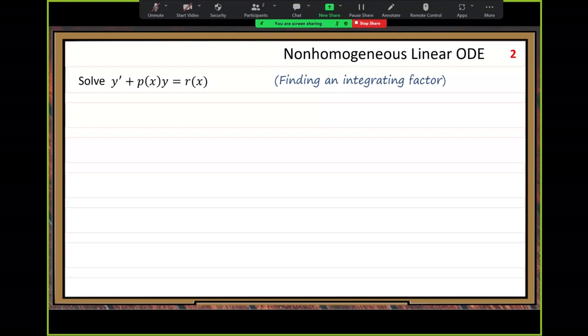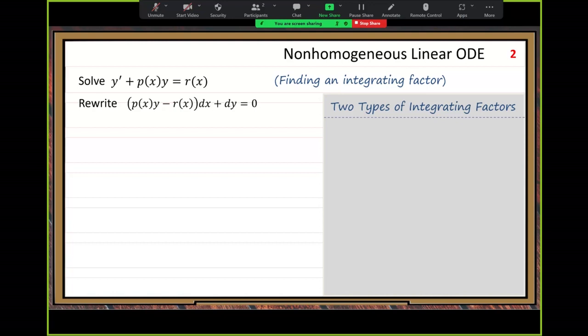Because we want to use the extended exact form, we need to find an integrating factor. So we write it as the standard form for the differential form. After that, there are two options for us to select integrating factors.